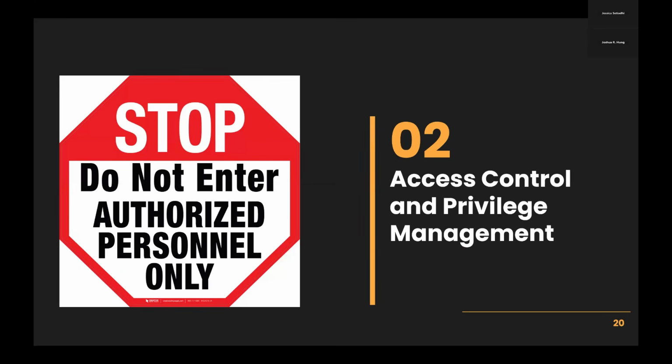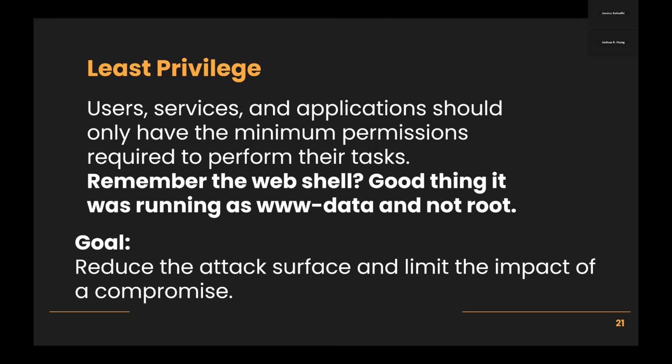So moving on, we'll be talking a little bit about access control and privilege management. I mentioned this earlier, right? Least privilege: you should only have the minimum permissions required to perform your tasks. And going back to the web shell, if Apache web server was running as root there, the attacker would have had root access. So it's really important to only give things the permissions that they need. Don't give them anything else, right? Don't give them any ground to attack you.